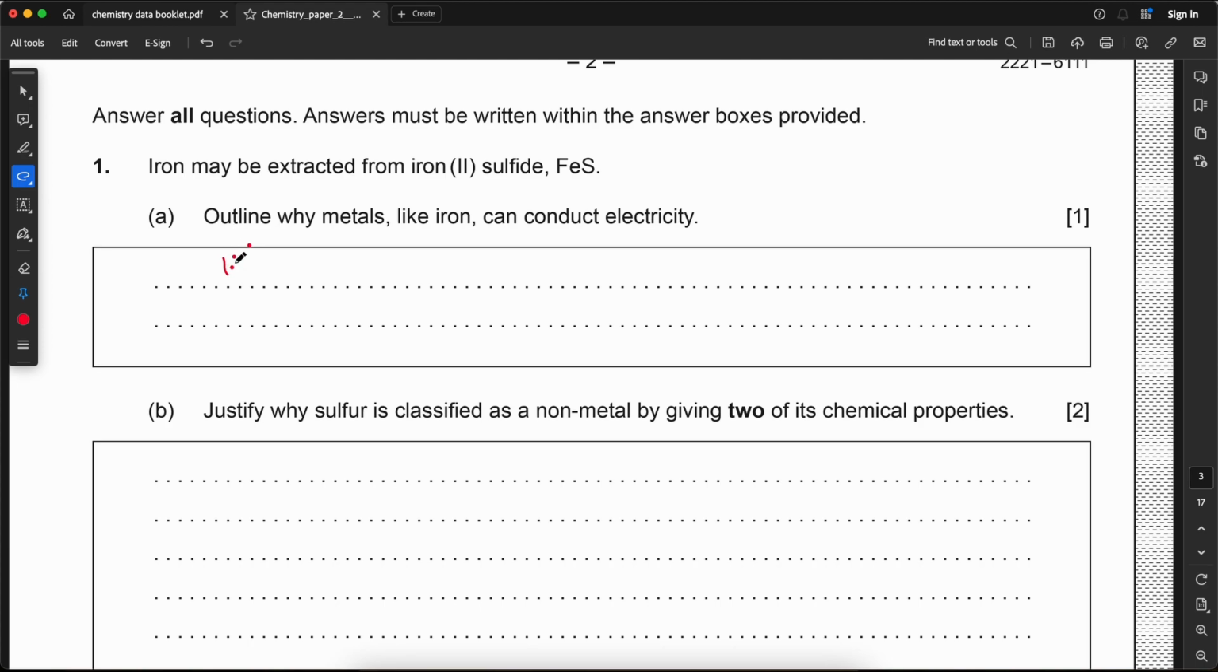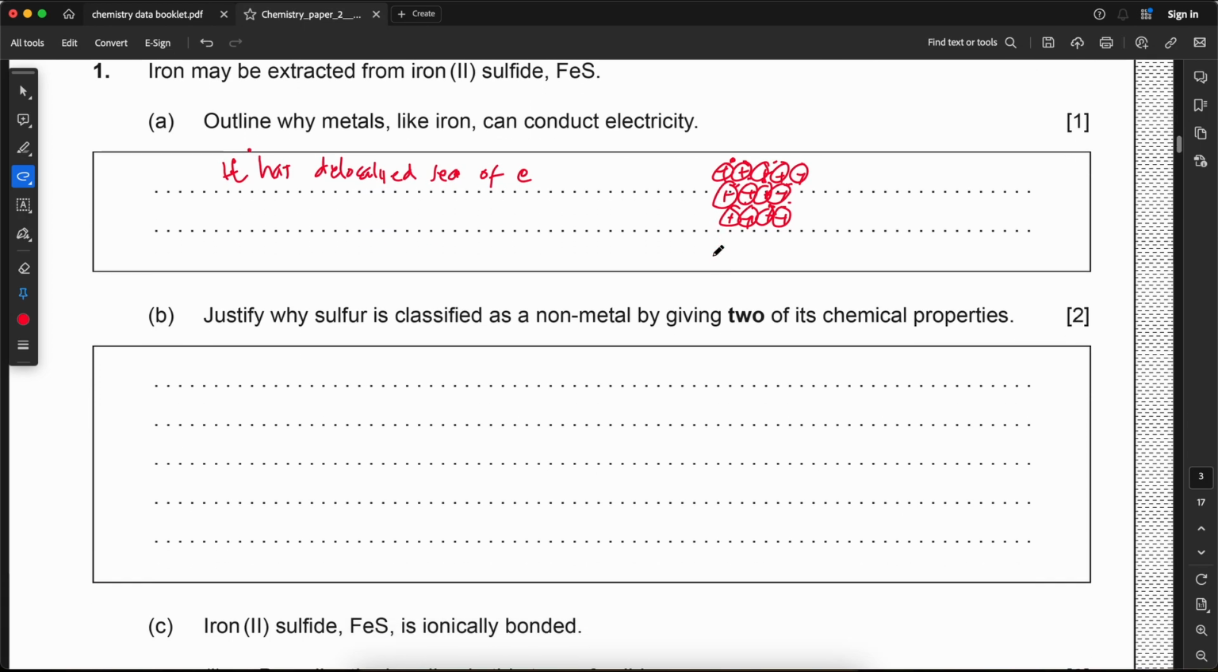Because it has a sea of delocalized electrons. These are the regular arrangement of metal atoms. It has positive charge for this atom and it has a sea of delocalized electrons. Because of the sea of delocalized electrons, it makes metal able to conduct electricity.